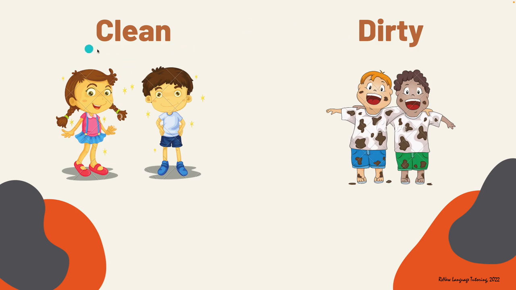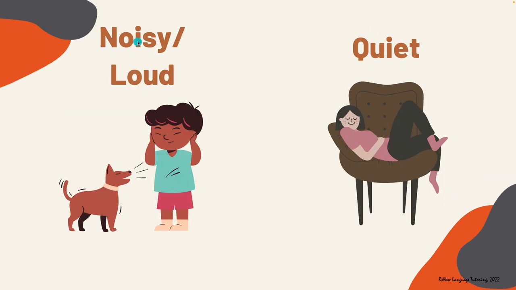Clean. You can see these kids are clean. And these kids are dirty. They have a lot of mud on them. Clean, dirty. Noisy or loud. So you can see this dog is barking, making noise. Noisy, loud. And then we have quiet. Quiet.